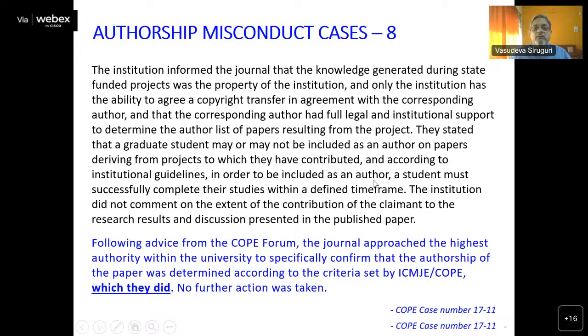So in order to be included as an author, a student must first successfully complete their studies within a defined time frame. And then, of course, the institution does not comment on the extent of contribution of the claimant to the research results, etc. So then, the COPE Forum advised the journal to approach the highest authority within the university to specifically confirm that the authorship was determined according to the criteria set by the ICMJE and COPE, which they found that they actually satisfied all the criteria. So then after that, no further action was taken.